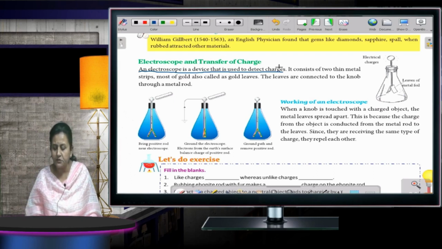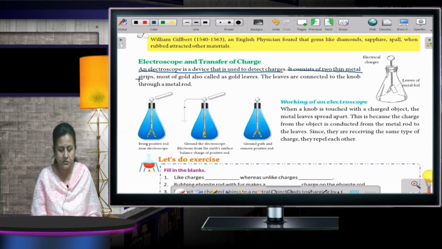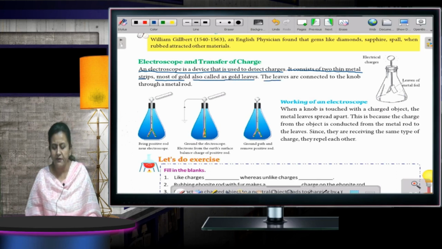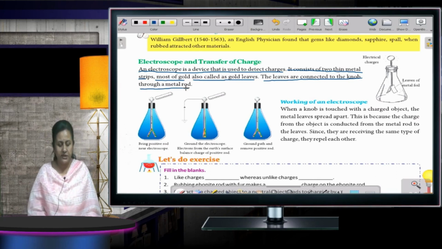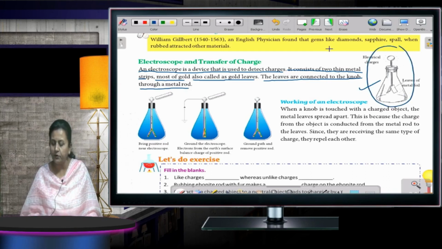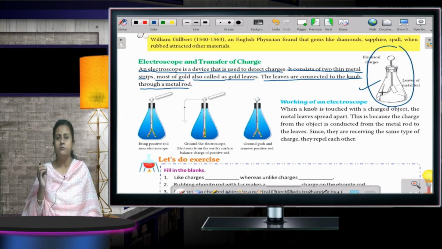It consists of two thin metal strips, mostly of gold, also called gold leaf. The leaves are connected to the knob through a metal rod. Now, see, what is this? You can see over here. This is an electroscope. And what is there in the electroscope? It is a device used to detect charges. It has two thin metal strips, most of them made up of gold, and the leaves are connected to the knob. You can see the leaves are connected to the knob.